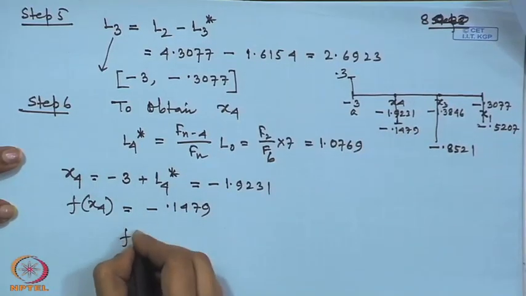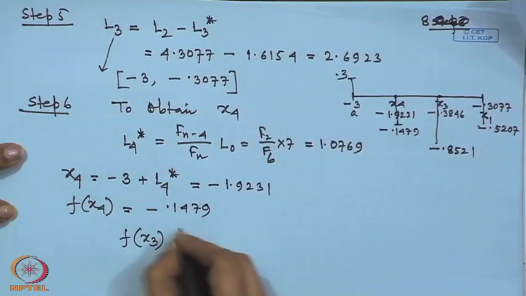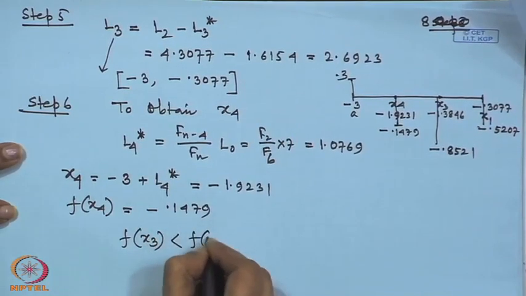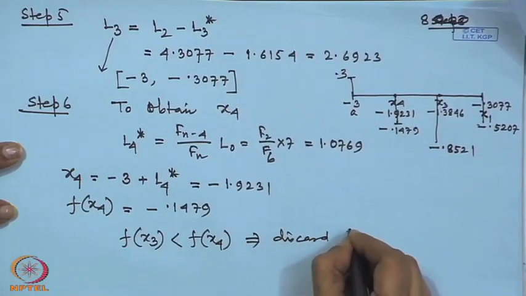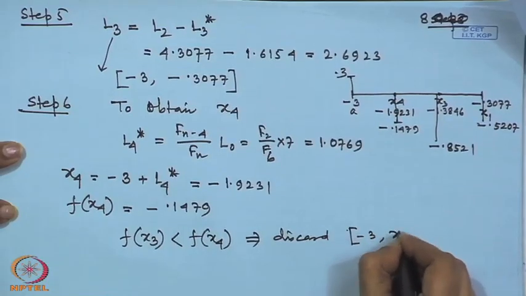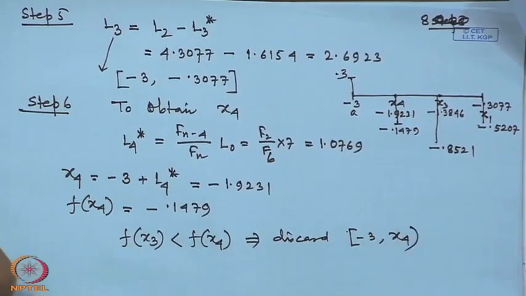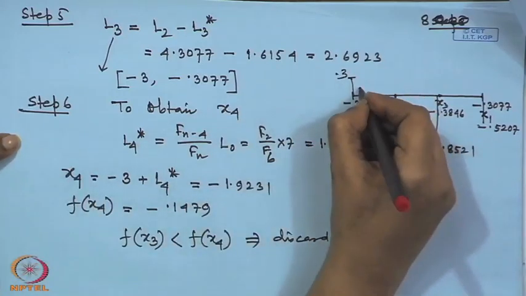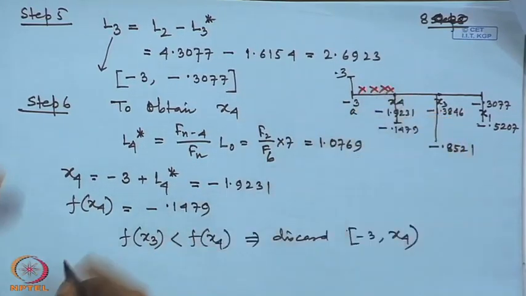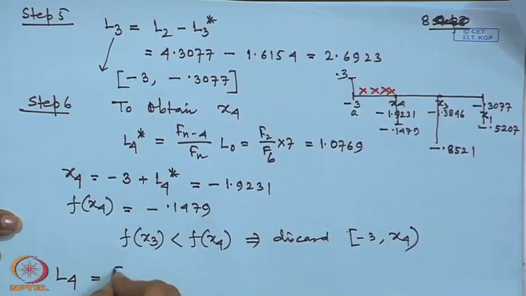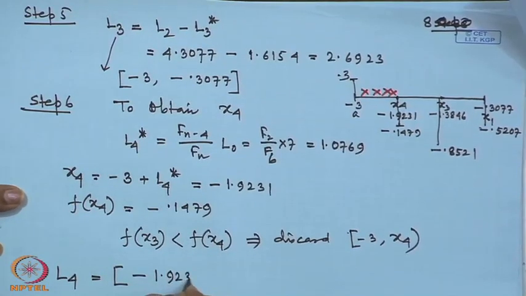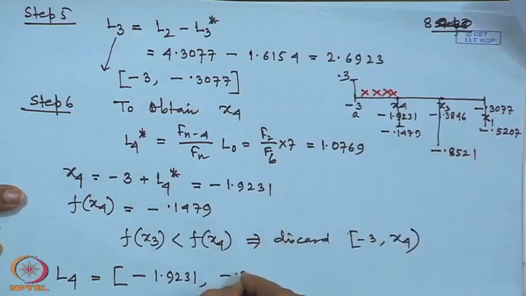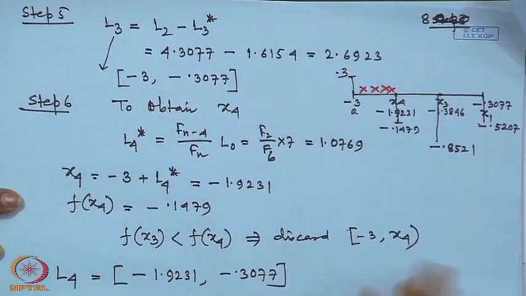What we see again? We see that Fx3 is lesser than Fx4. Then what is the conclusion? Discard the interval from minus 3 to x4. Minus 3 to x4 means we are discarding this interval in the next. That is why the new interval of uncertainty, that is my L4, will become from x4, that is minus 1.9231 to minus 3077. We have to repeat the process again.